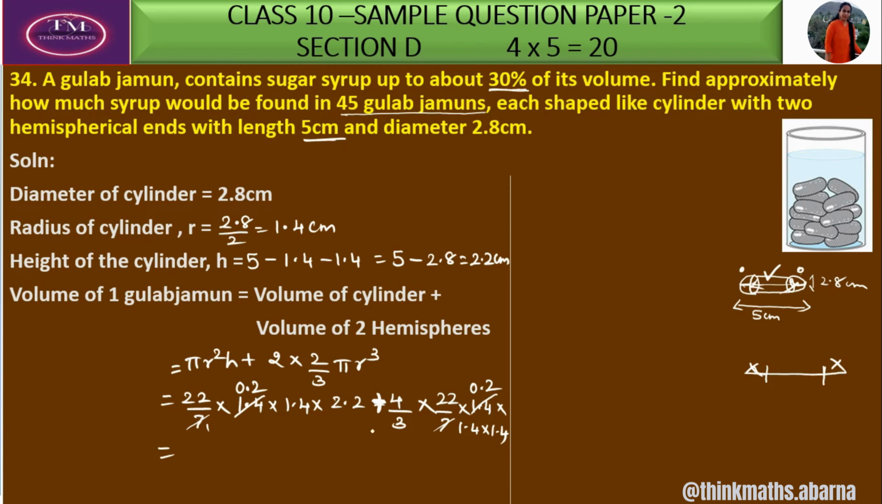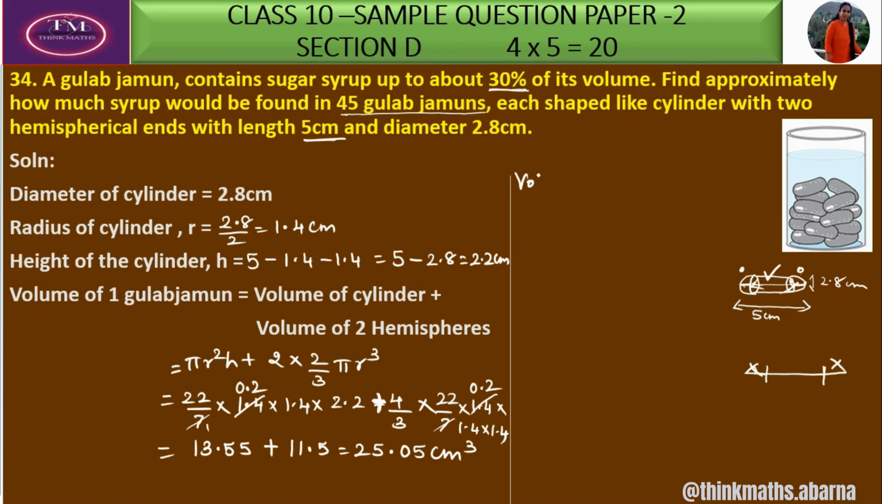Now if you multiply all the values and check, this value is 13.55. Here you just multiply 22 into 0.2 and multiply with 1.4 and 2.2, and you will get approximately 13.55. In the same way, if you multiply this and divide by 3, approximately you will get 11.5, which is equal to 25.05 centimeter cube. As it is a volume, it will be centimeter cube. So this is the volume of one gulab jamun.